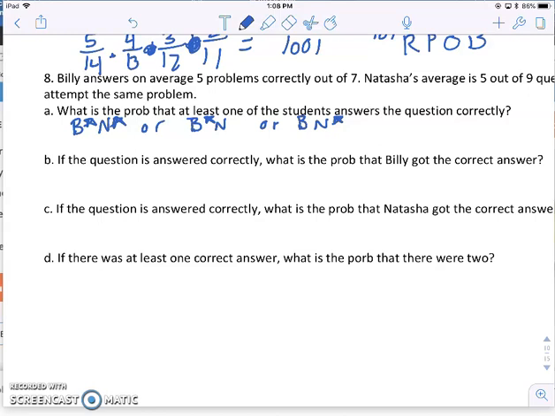So Bill right, Natasha right, we would have 5/7 times 5/9, plus Bill right, 5/7, Natasha's wrong would be 4/9, plus Bill wrong, sorry, 2/7 times 5/9. And if we add these together, our denominator is 63. We'd have 25 plus 20 plus 10. So we got 55 out of 63.